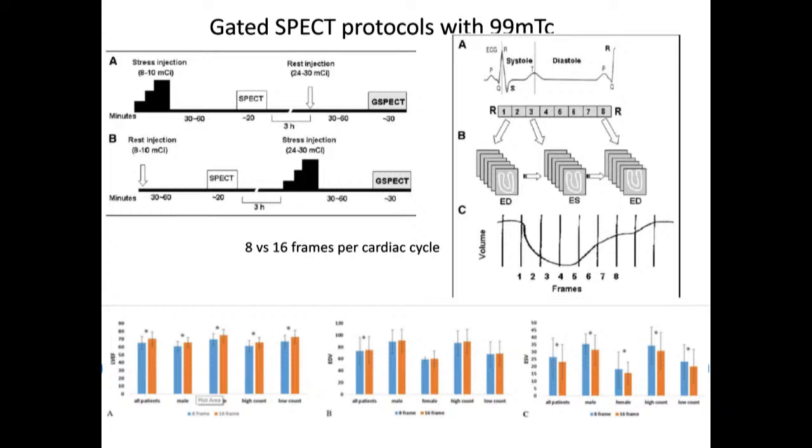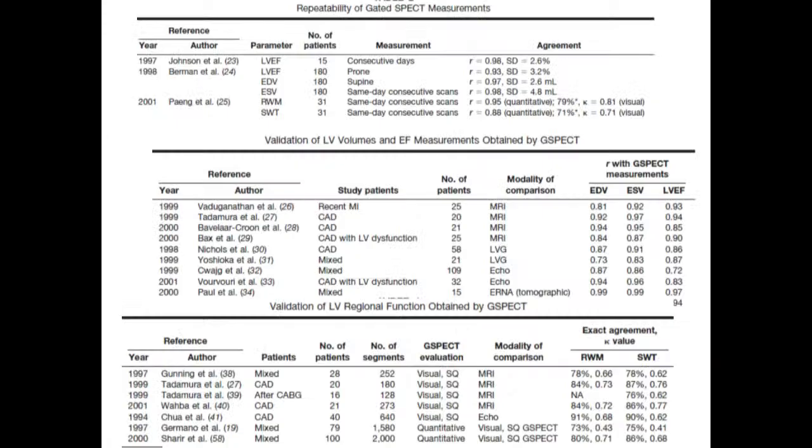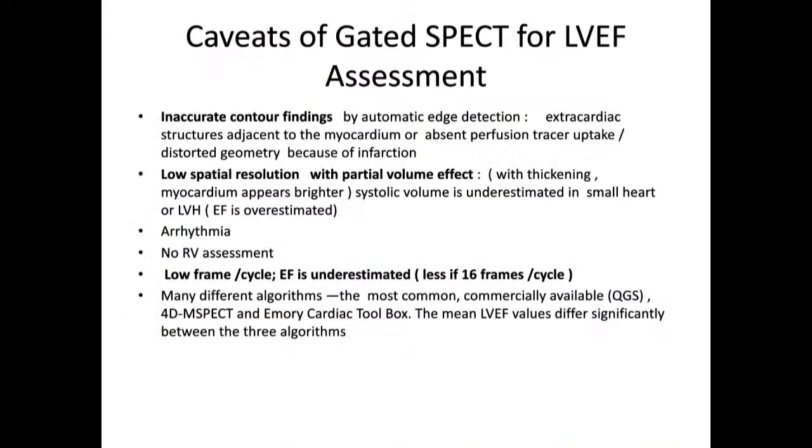If you do 8 frames, you can imagine you might not get the true end-systolic and diastolic volume, and the result will be an underestimation of the ejection fraction. And this has been validated, again, with a bunch of different techniques. Overall, it's clinically useful, right? So what are the caveats?